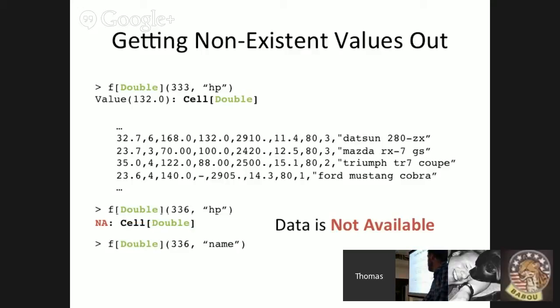Another thing is, what happens if we ask for, say, the name as a double? It doesn't make sense. We can't turn that into a double. It's not a double. In this case, you'll get back another type of sentinel value called NM, which is not meaningful. That basically means that there's some data there, but it doesn't make sense for how you ask for it.